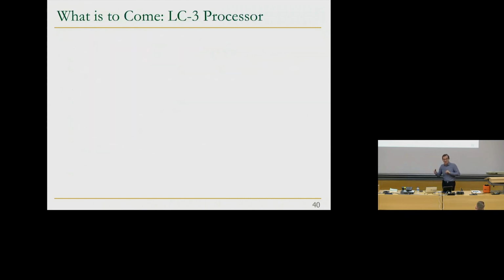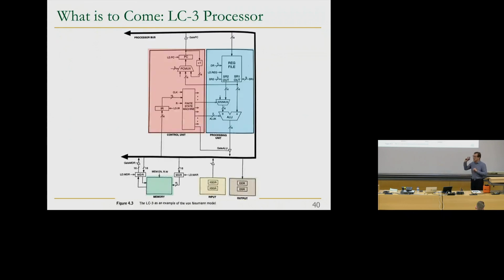Okay, so what is to come? This is just to foreshadow what's coming next week. So next week we're going to see a data path of a very simple processor. It's called the Little Computer 3. It's basically a processor developed for instructional purposes. Nobody builds these processors. But it's very good for instruction and understanding. And you've already seen many components of it.